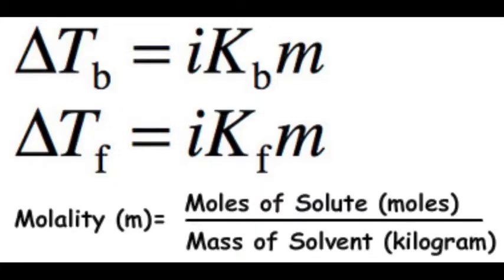Using these two equations, we could also determine the molar mass if the change in temperature is given. If the change is given, we would then be able to get the value of molality as both i and K are constants. Then use the equation of molality, moles of solid over kilograms of solvent, and we find the moles of solid, then divide the mass of solid by this value. We get the molar mass of the solid.